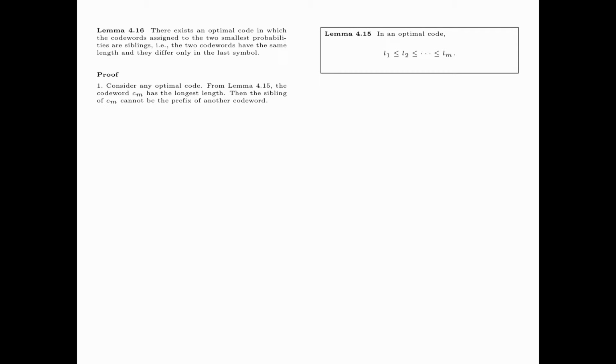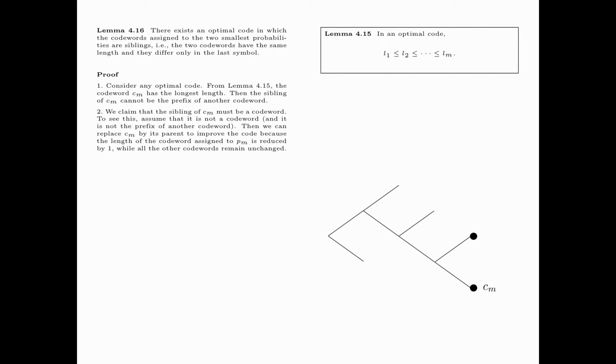There exists an optimal code in which the code words assigned to the two smallest probabilities are siblings. Consider any optimal code. From Lemma 4.15, the code word c_m has the longest length. Then the sibling of c_m cannot be the prefix of another code word. This is illustrated in the figure. We claim that the sibling of c_m must be a code word.